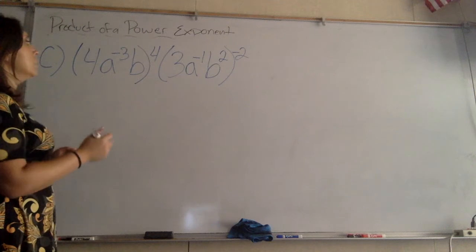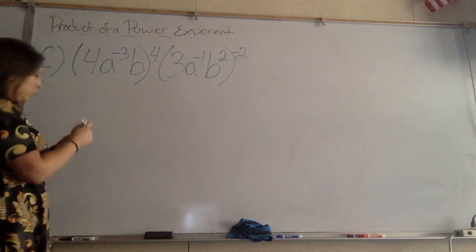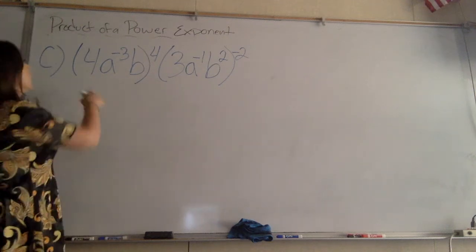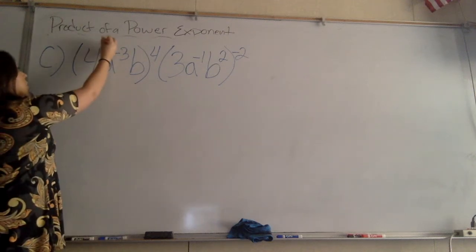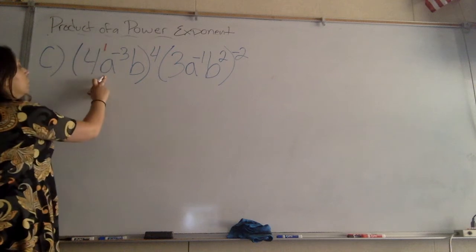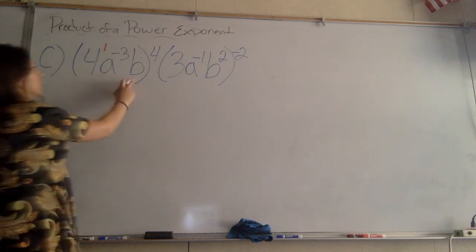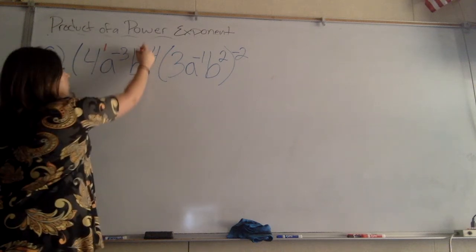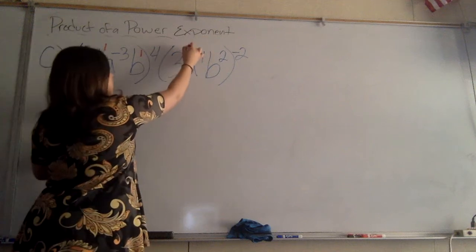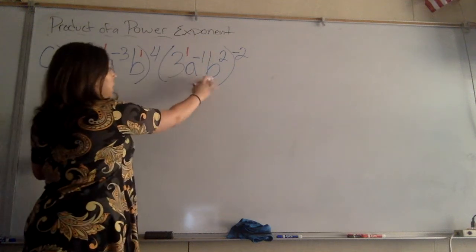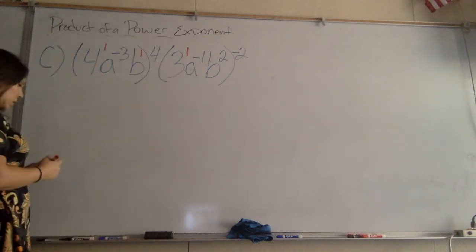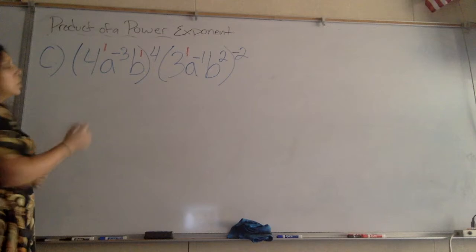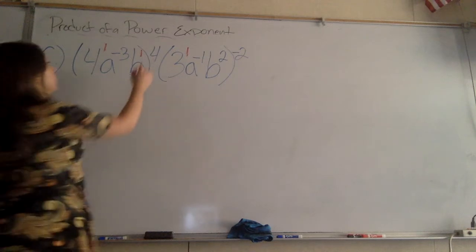So we can distribute first. Oh, nope, we have to add our exponents. So the 4 doesn't have one, so we add it. A has it, B doesn't, so we add it. 3 doesn't, so we add it. A and B do have it, so we're going to leave those alone. So we can now distribute.